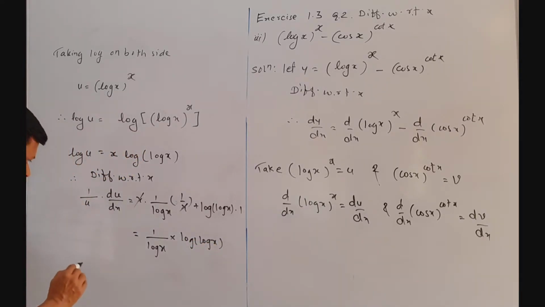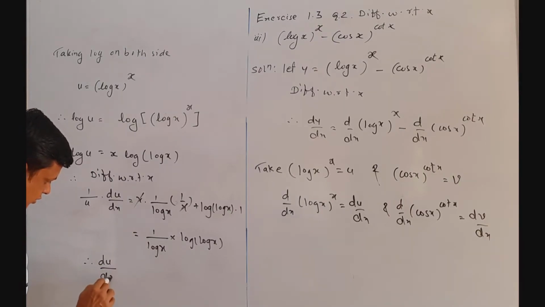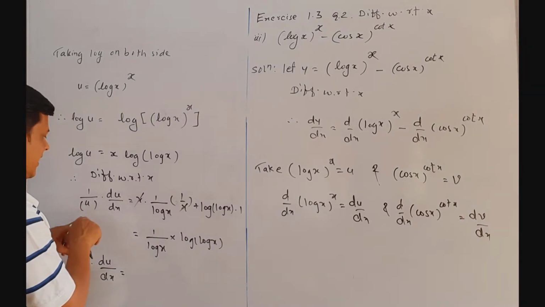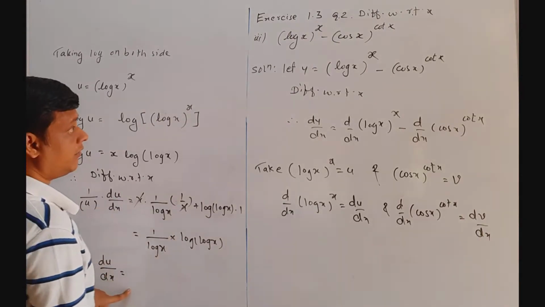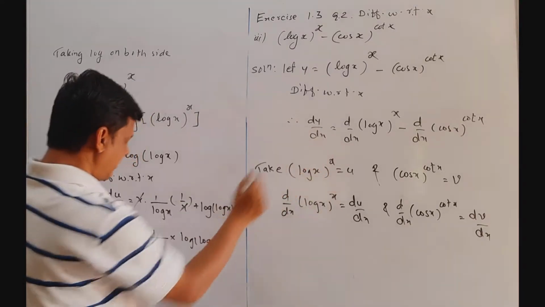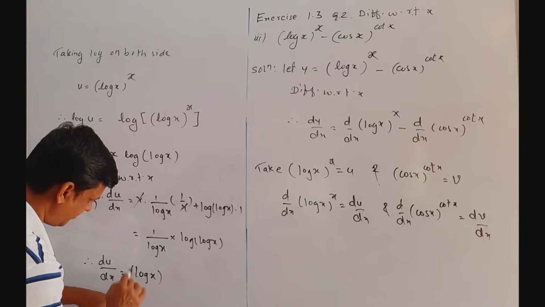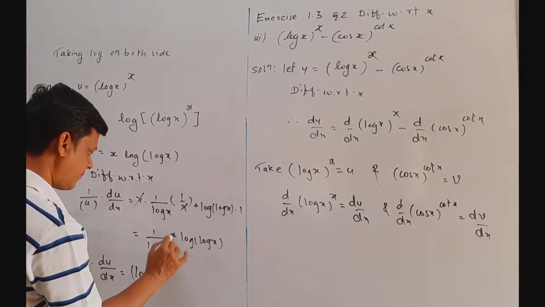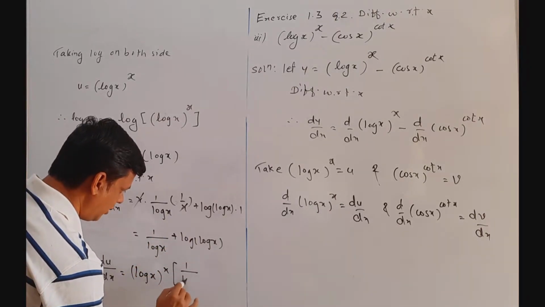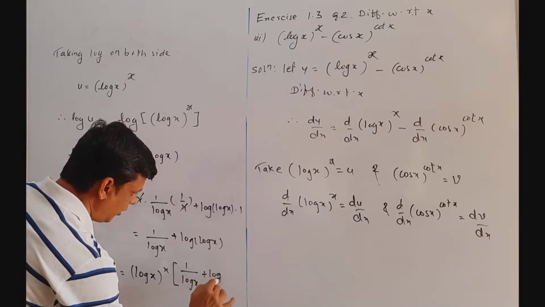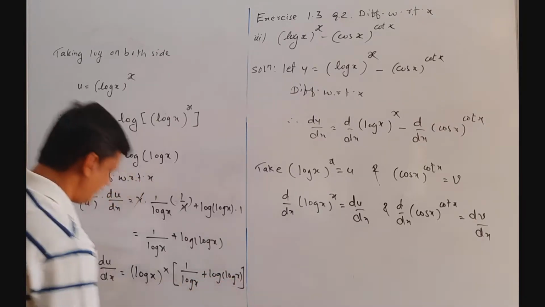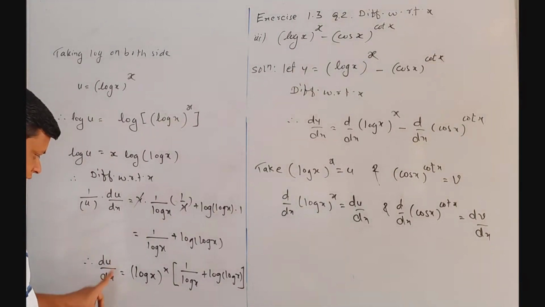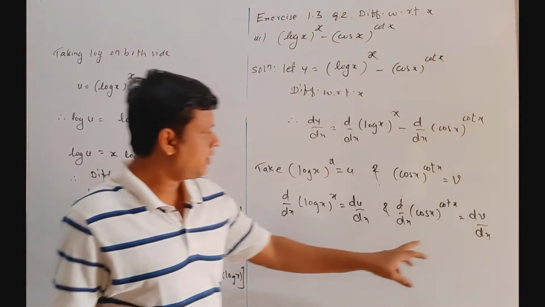We require du/dx, so write u to the right hand side. So du/dx = u into, now replace the value of u while transferring it to the right hand side. The value of u is (log x)^x, into, the sign here is plus, so in bracket write 1/log x plus log of log x. First we found du/dx, now we have to find dv/dx.